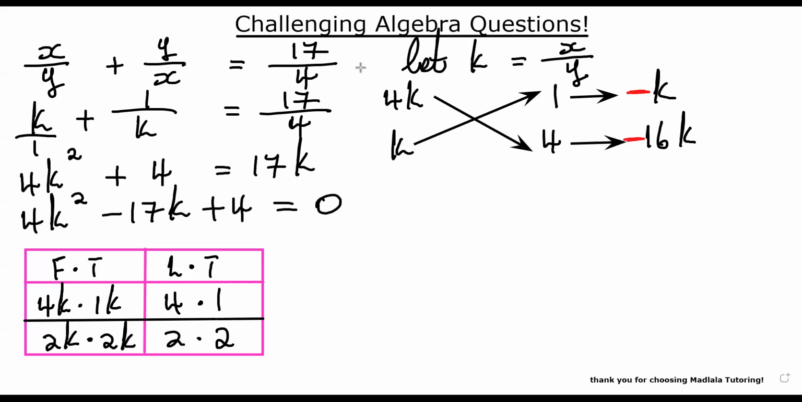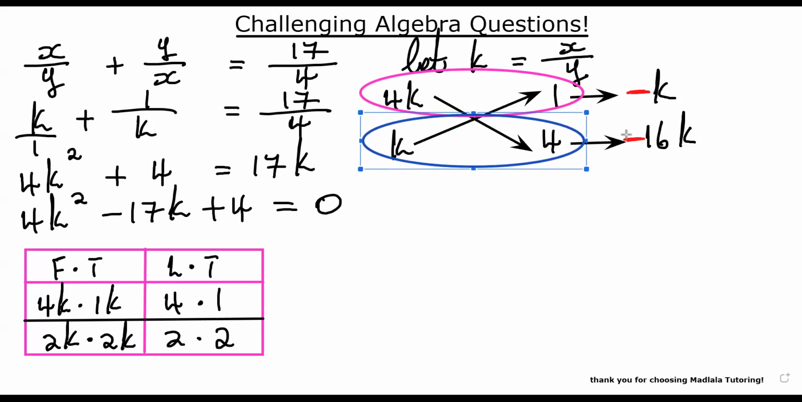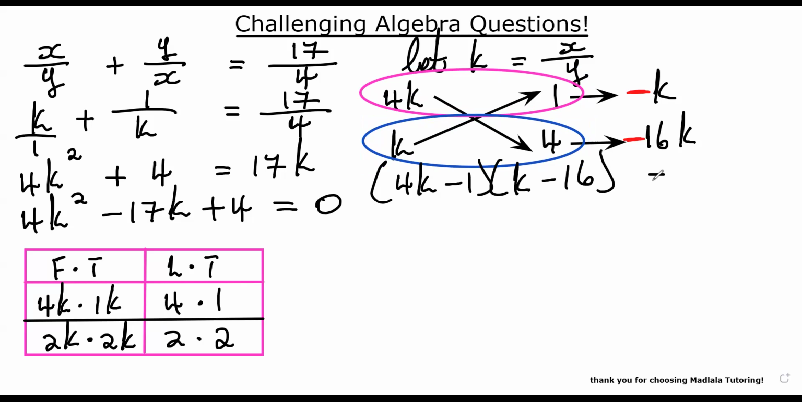So this is our first vector, and this one is our second vector. And the red negative signs are actually the signs of the vectors. So meaning this equation in vectored form is now going to be 4k minus 1 times k minus 16, and this is equal to 0. All right? Okay, fine. But why did I say k minus 16? Sorry, guys. I'm supposed to say k minus 4 because the vector is this blue part.